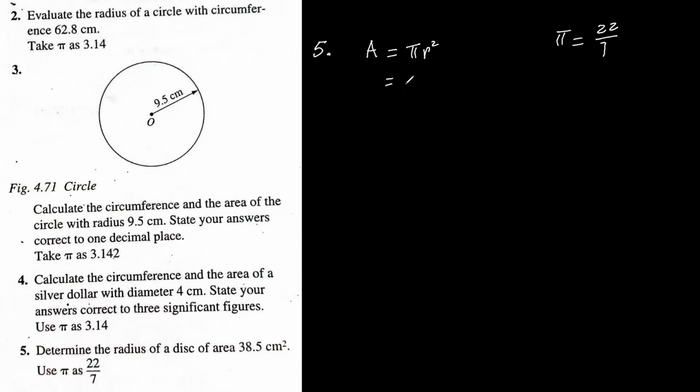Now, we have to transpose this formula because we want to find r. We want to make everything equal to r. So I'm going to ask somebody, what is the first thing I must do? Deandra, I'm making r the subject of the formula. What's the first thing I should do?